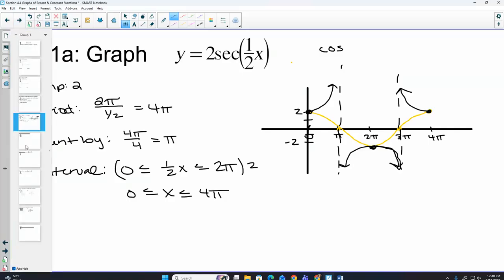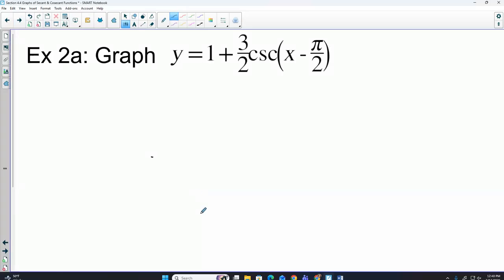Then let's go to this one. What will this 1 in the front do? Same thing as having a +1 on the end. It'll go up 1. What's my amplitude? Period. 2 pi divided by the number in front of x, which is just 1. So we get 2 pi.